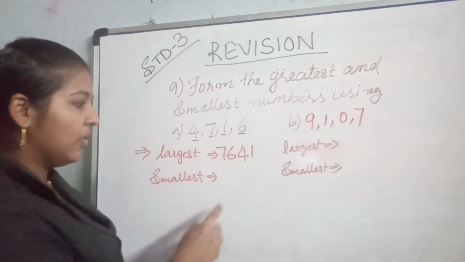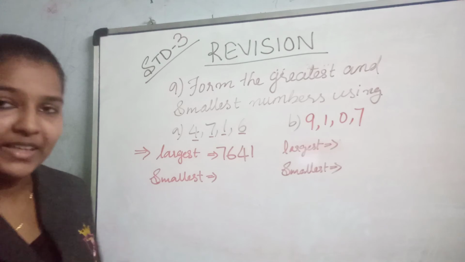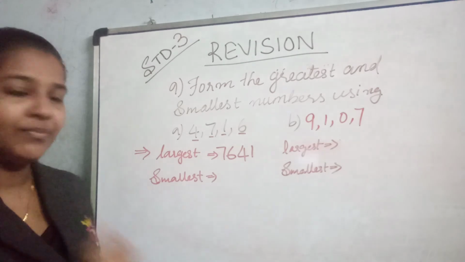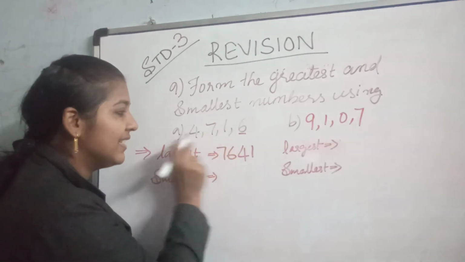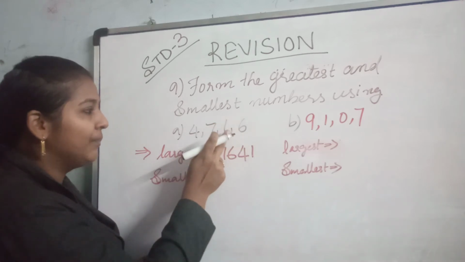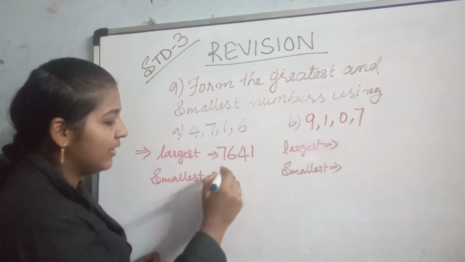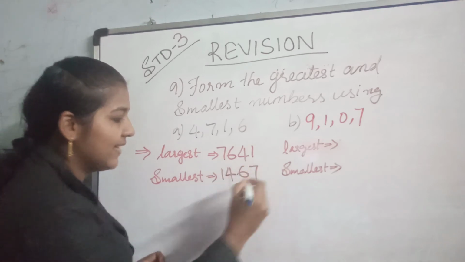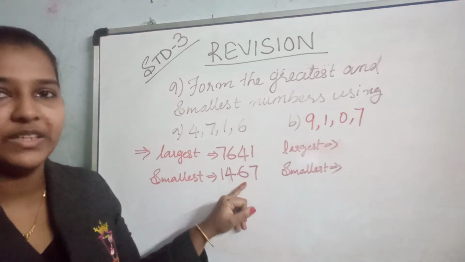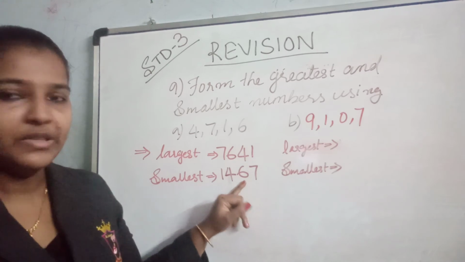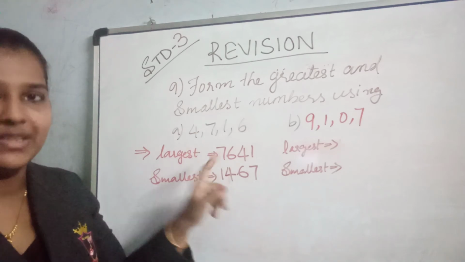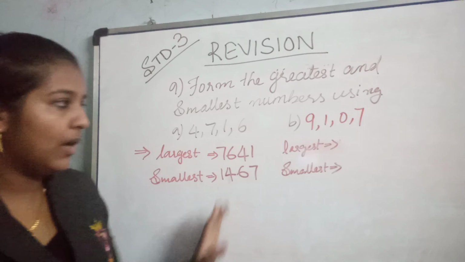Got it, children? Now to get the smallest number, you arrange the given digits in ascending order. That means from smallest to the largest. Okay, so smallest is 1, isn't it? Smallest number is 1. So 1 in first position, and after that which is smaller? Yeah, 4 is smaller, and after that 6, then 7. So 1467. One thing you have to remember, don't put a comma between these digits. Otherwise that answer will be wrong. So if you are writing like this, it is the right answer. 1467 is the smallest number. Clear, children? Now come to the next question.